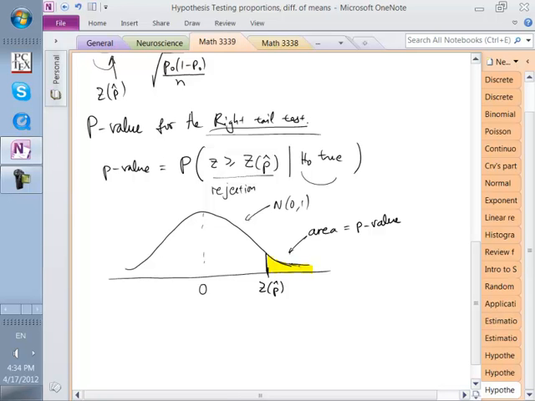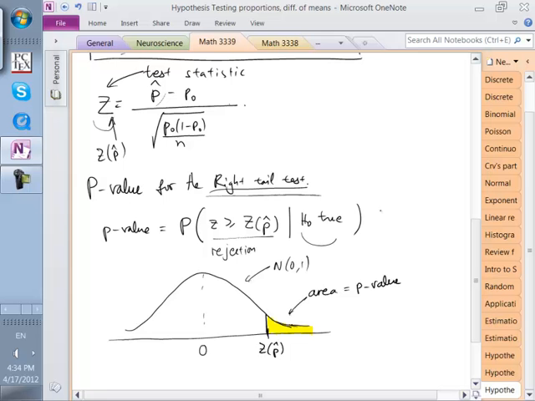Whenever you do hypothesis testing, you can have the p-value, because it's a probability of a type 1 error, where the type 1 error is now replaced by exactly this thing. Why do I call it type 1 error? Because it's an error where I reject the null hypothesis, given that the null hypothesis is true.